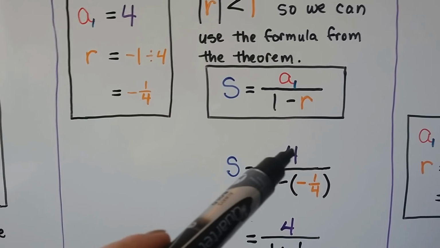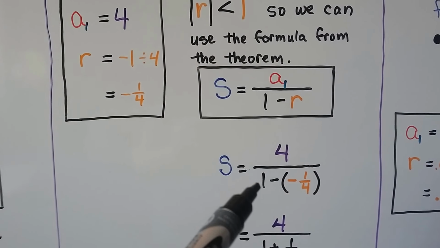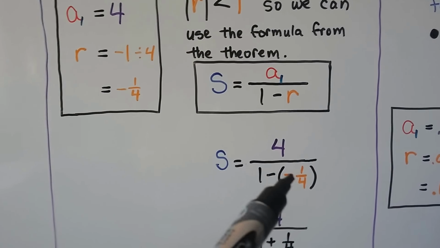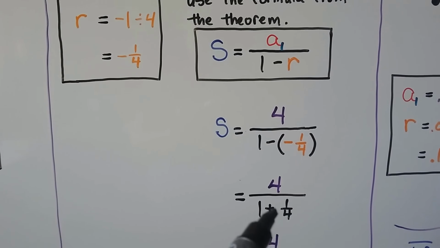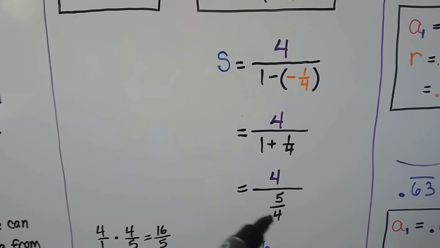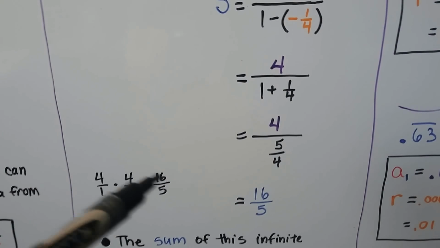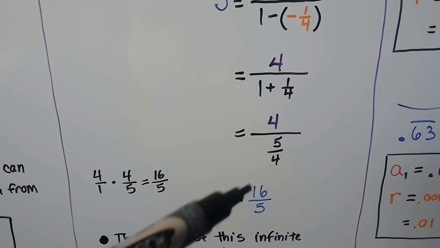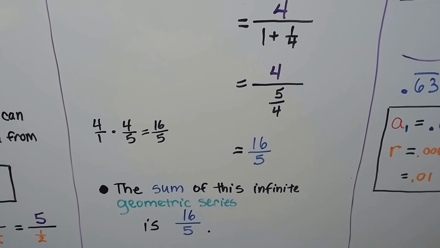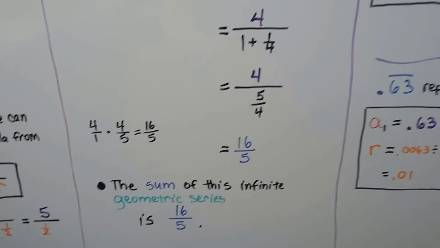A sub 1 is a 4. We've got r is a negative 1/4, so we've got 1 minus negative 1/4. Subtracting a negative, we add the opposite, don't we? So we have 1 plus 1/4. That means we have the quotient of 4 and 5 fourths. Flip it around to the reciprocal, multiply straight across, we get 16 fifths. So the sum of this infinite geometric series is 16 fifths. Okay?